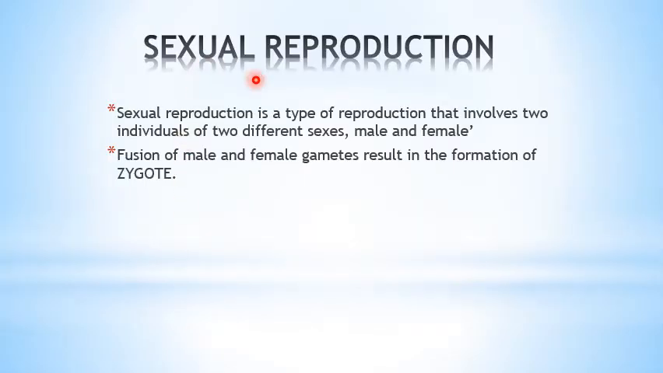What is sexual reproduction? Sexual reproduction is a type of reproduction that involves two individuals of different sexes, that is male and female. The fusion of male and female gametes results in the formation of a zygote. The fusion of the male and the female gamete is known as fertilization, and that results in the formation of the zygote. The formation of the zygote is the main feature of sexual reproduction.